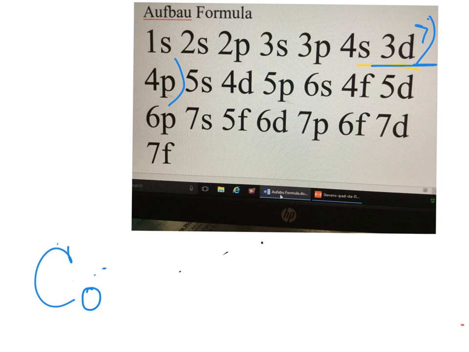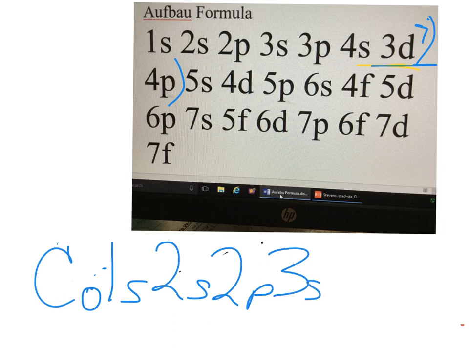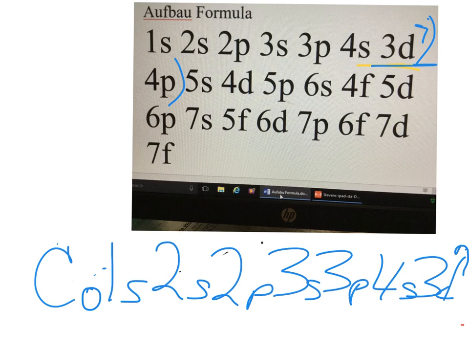So 1s. Very good. 2s. 2p. 3s. 3p. 4s. And 3d. Very good. Now, because I don't want to forget where my stopping point is, I always put 3D7 because that's where I stop, right? Now start from the beginning.